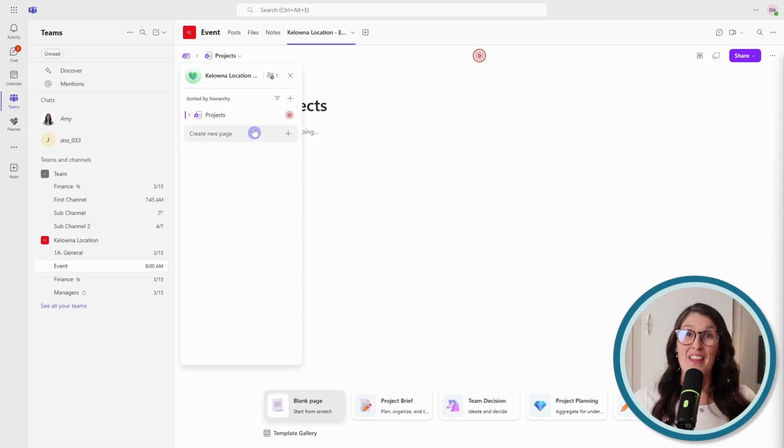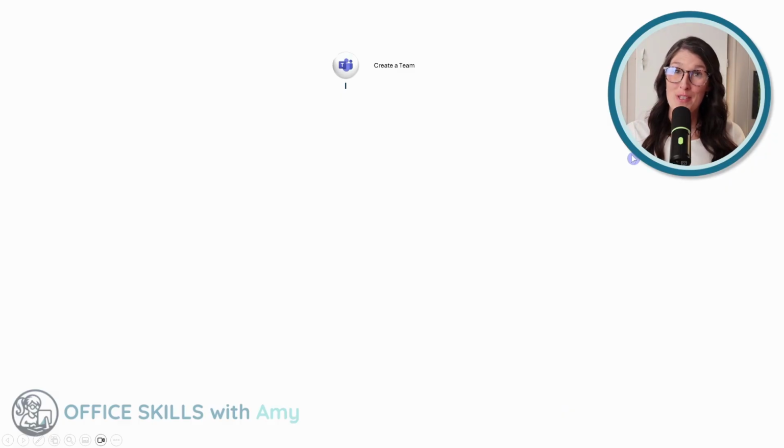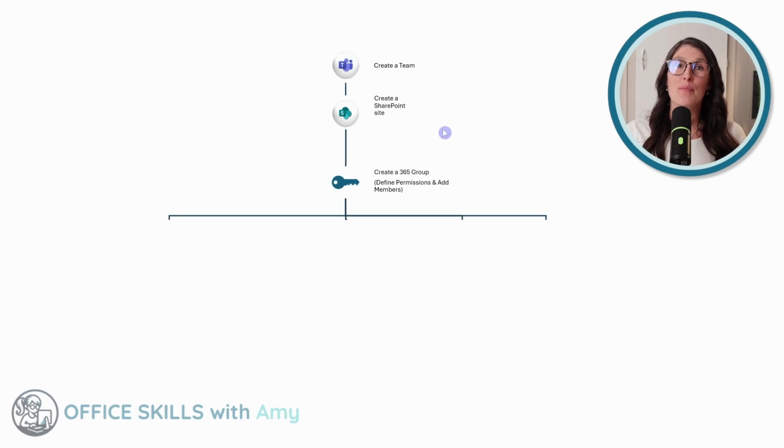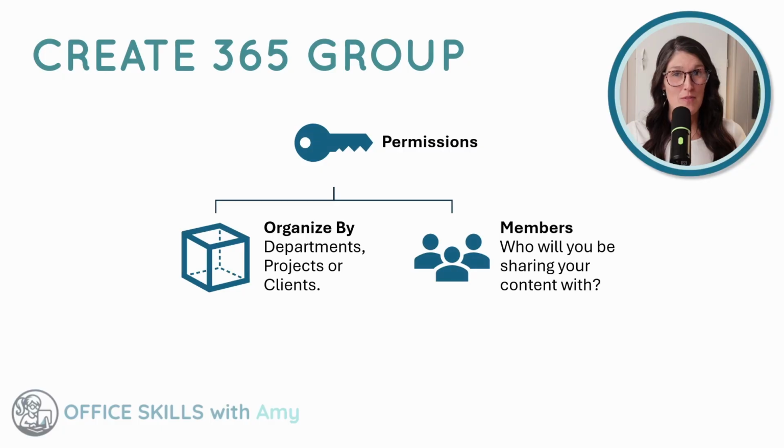The fourth thing that you need to know is possibly the most important, which is how this Loop workspace is now associated with the Microsoft 365 group associated with this Teams channel. To demonstrate this, I have a little chart to show you what happens in the back end when we create a Microsoft team. When we create a team, we are actually creating a SharePoint site. And when we create a SharePoint site, we are actually creating a 365 group.